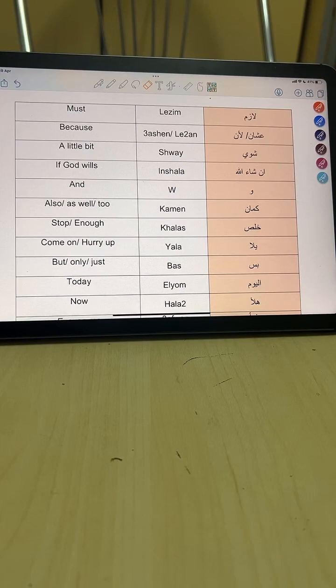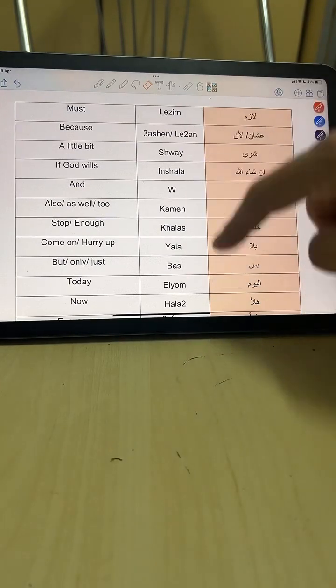Wa or u, it's and. Kaman, it means as well, also, too. Khalas, it means enough, stop. Yalla, with a double L, it means hurry, come on. Bas, it means only or when or but. It has a lot of meanings.